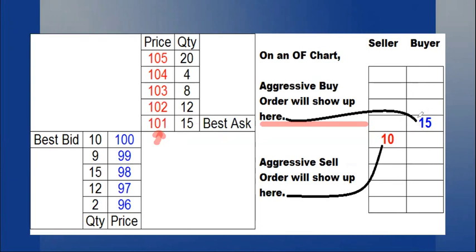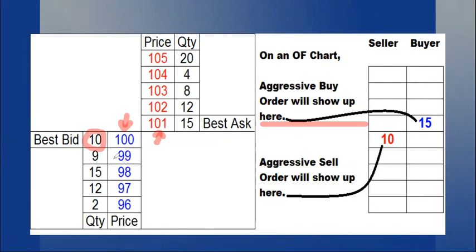Also, if there is an aggressive seller who wants to sell immediately, and he sells at market and sells 10 units, then these 10 units will be absorbed from the best bid. So if an aggressive sell order of 10 shares comes into the market at the same time, the 10 will show up here.